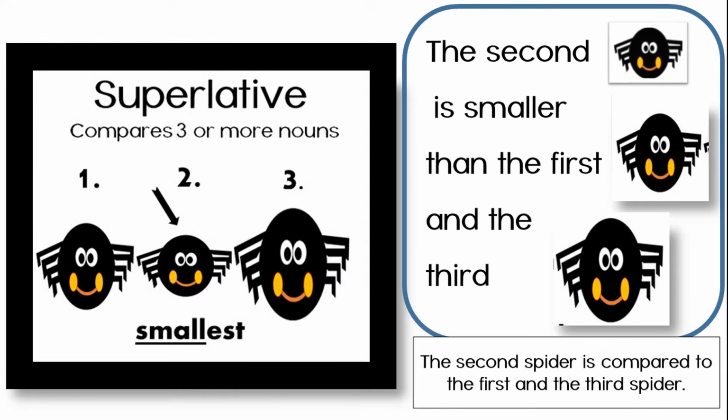When an adjective compares three or more nouns, it is called a superlative. In this example, the second spider is the smallest spider compared to the first and the third spider.